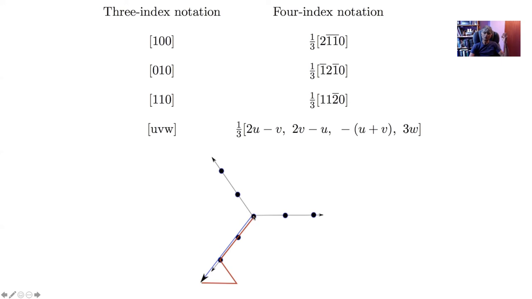So if I go 2 along here, the red line, and then I go minus 1 along y, okay, this is the minus 1, and minus 1 along t in this direction, then this is 2 bar 1 bar 1, and we're not going parallel to z, so it's 2 bar 1 bar 1 0. And it's 1/3 because the magnitude of this vector is 3 times that of 100. And this is the generic method of transforming between the 3 index and 4 index notation.